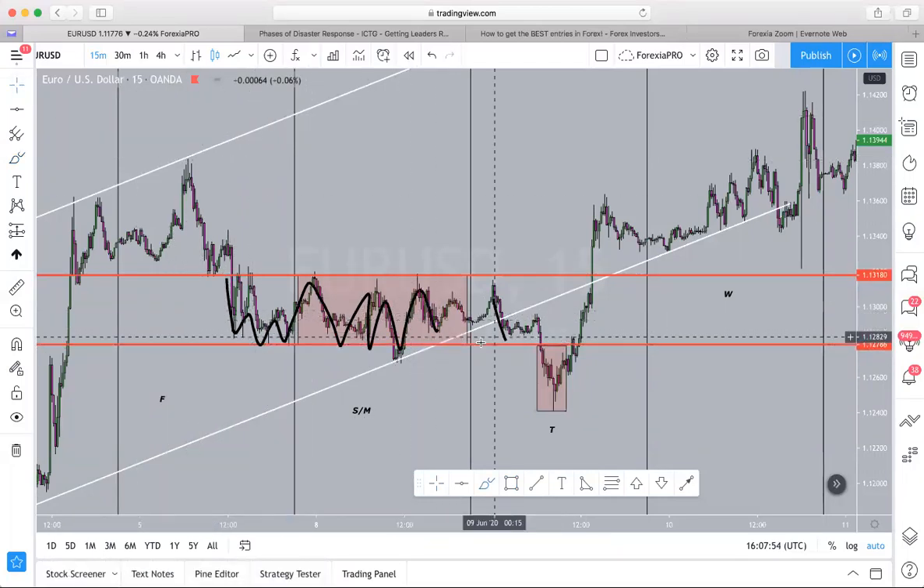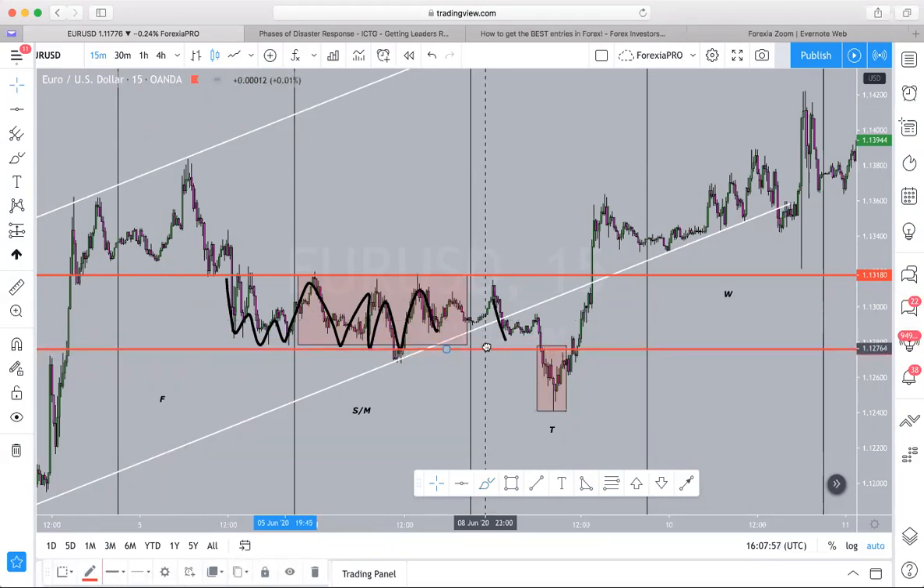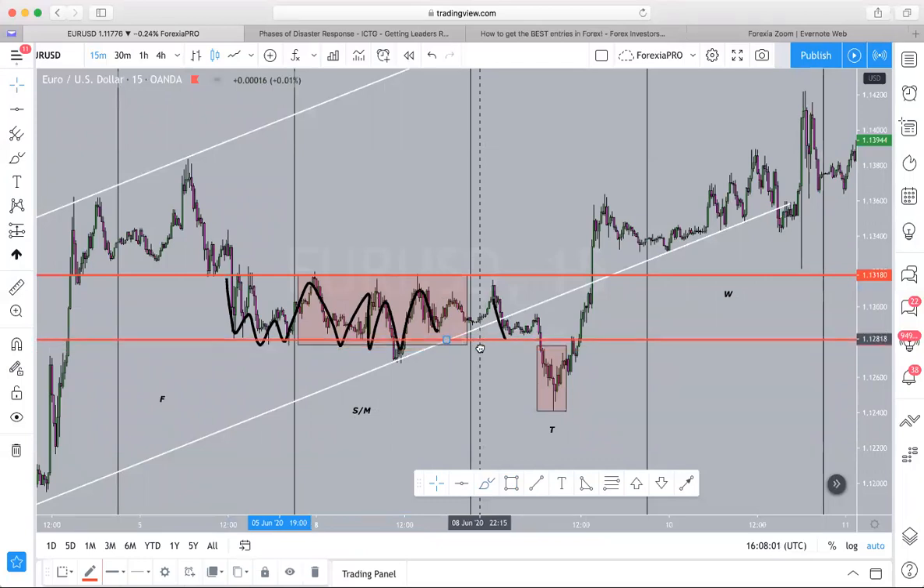So retail traders, what are they going to do? They're going to plot their major support line there, anywhere in this place.